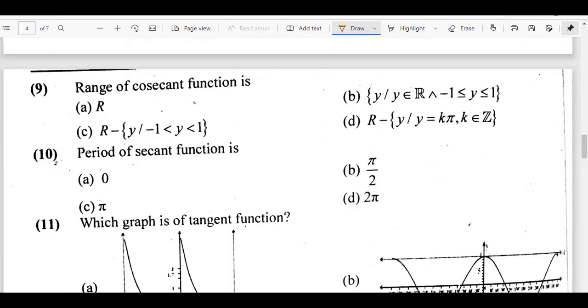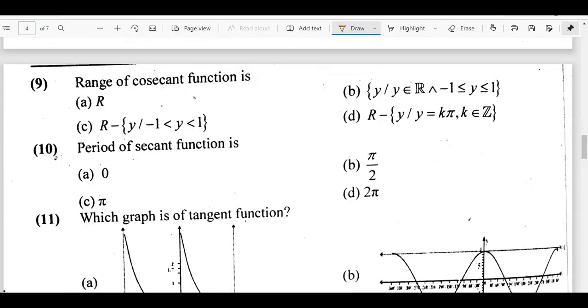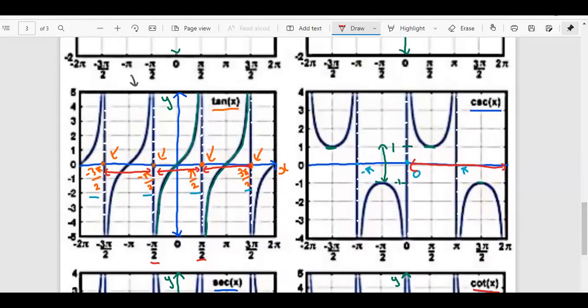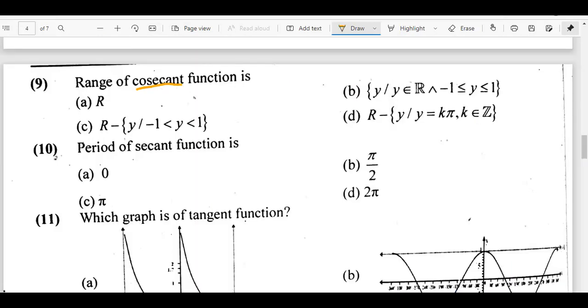Okay. Let's talk about the ninth one. It says range of cosecant function. Now let's go and see where the cosecant function is. So here's the cosecant function. What do you think? What would be the range? All real numbers except for the numbers between 1 and minus 1. Very well done. So how to put that in words? It would be C option. So it cannot be A. It cannot be B, because B is saying that it would be all the values between 1 and minus 1, right? Opposite. And so that is why the answer is C.